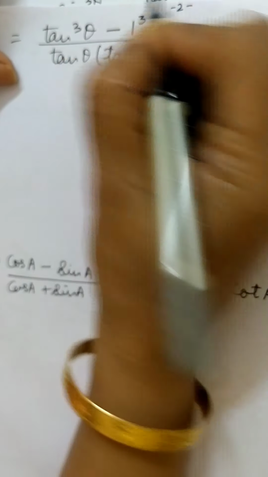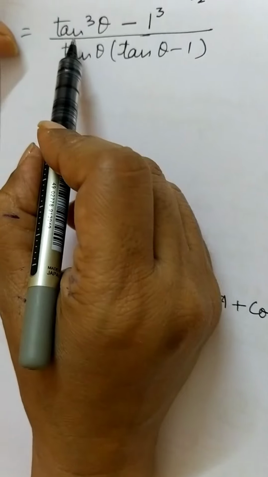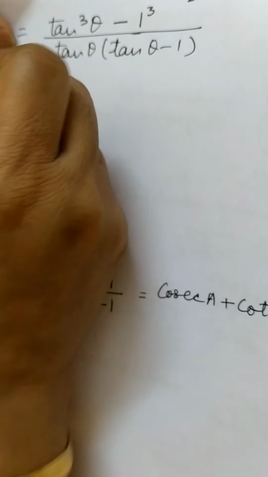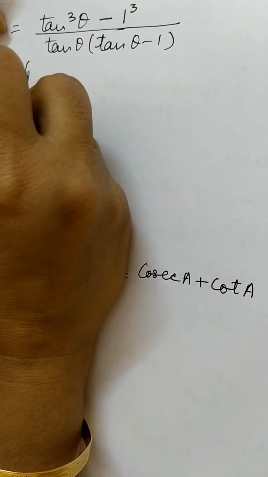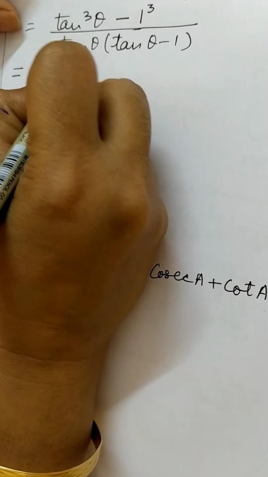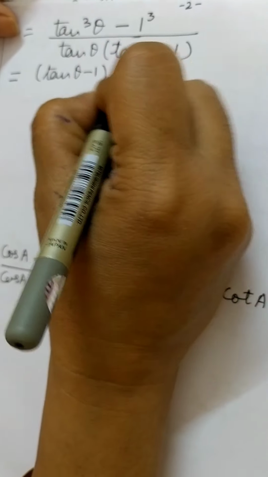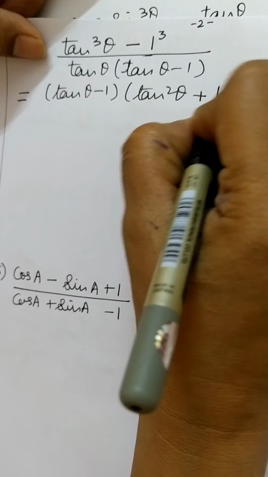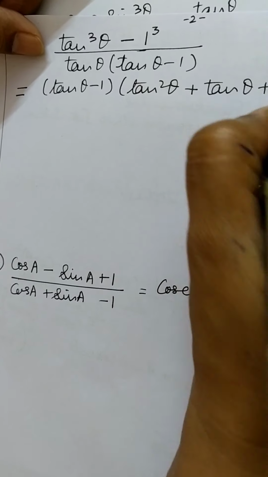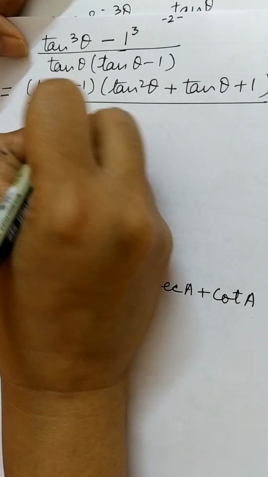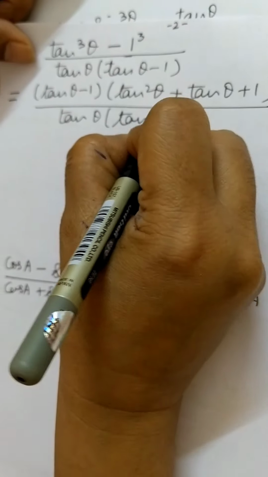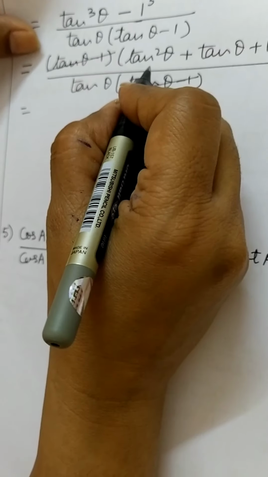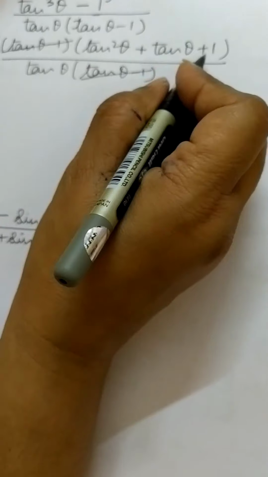1 can be written as 1 cube. So it is the same form as a cube minus b cube, and we can use this identity here. What is a cube minus b cube? A cube minus b cube is a minus b into a square plus b square plus ab. So tan theta minus 1 into tan square theta plus 1 plus tan theta, upon tan theta into tan theta minus 1. Now tan theta minus 1 is cancelled. Next we are left with tan square theta plus 1 upon tan theta.